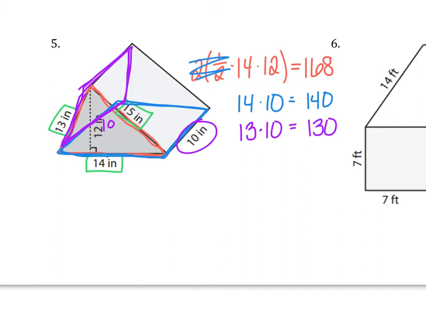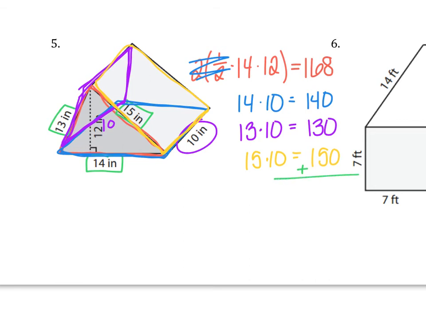And then there's the one that's slanting on the side here. That rectangle is probably the easiest one to see, and it's 15 by 10. So they all have a length of 10. That's because that's the height of the prism. And that's 150. And so then we just add these areas together.